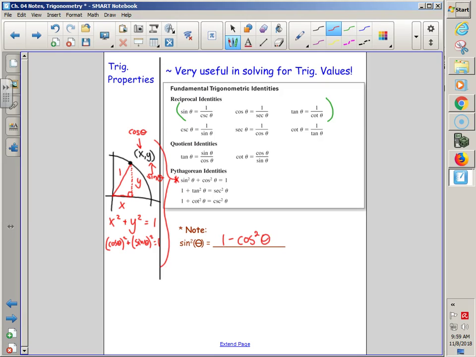Can we rearrange the Pythagorean and subtract cosine squared? Yeah. Sine squared equals, take that guy away. All right, that's true. Does anybody have anything else sine squared could equal? 1 over cosine squared.